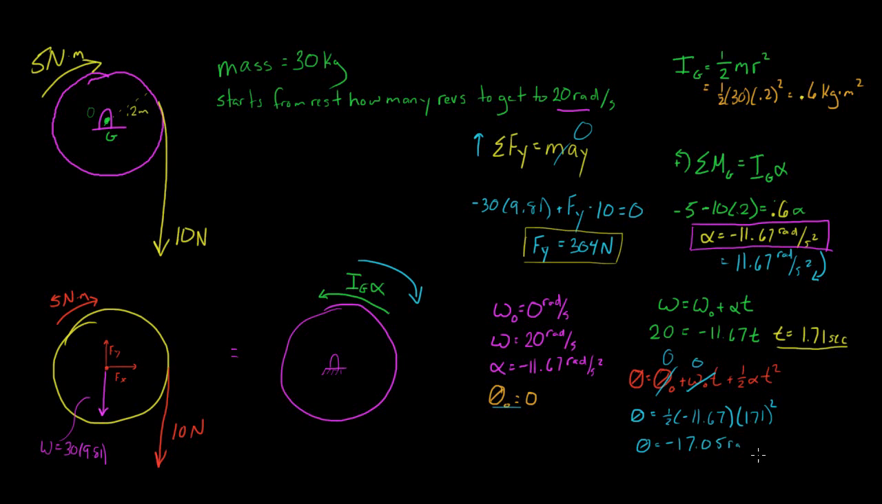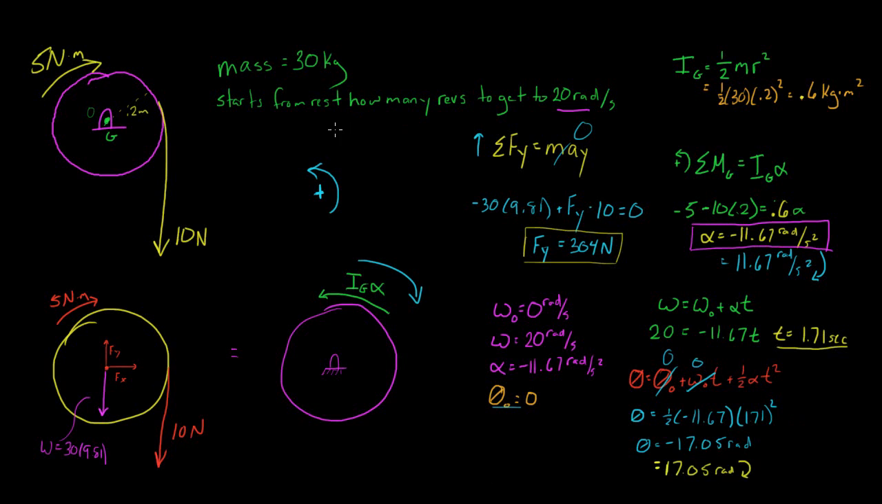Now, what does this mean? This means, well, everything in this problem was dimensioned with this being a positive. So it's actually going the other way. It's going 17.05 radians in this clockwise direction.